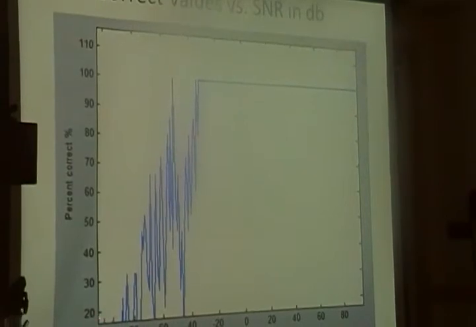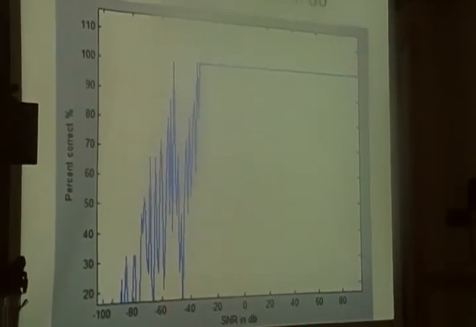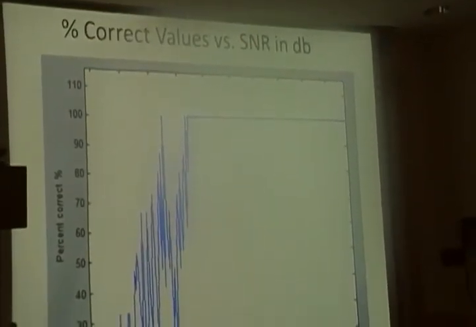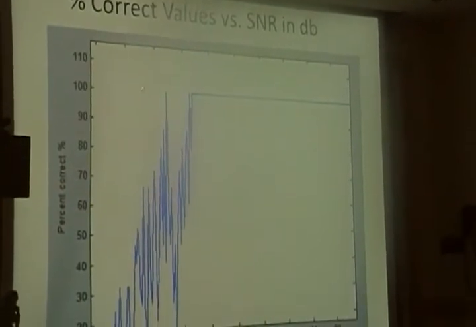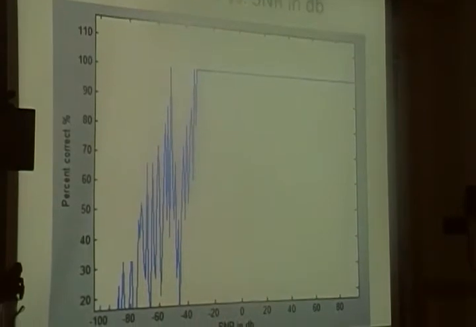to noise ratio between negative 100 dB to about 100 dB. And then I ran that for about 30 trials. And as you can see right here, unless all the values were 100% correct, I didn't map a percentage correct as they were being 100% correct. So you see right here, after this threshold, they're 100% correct.